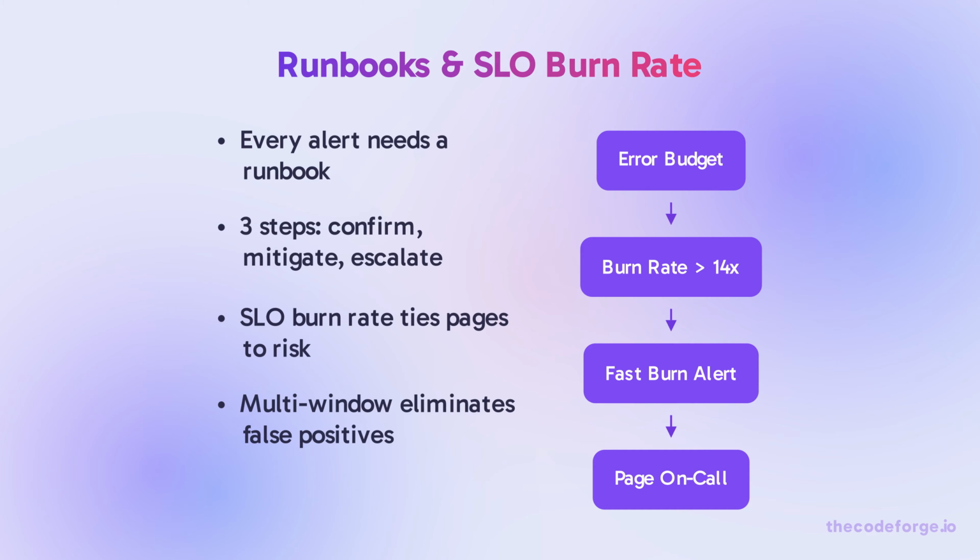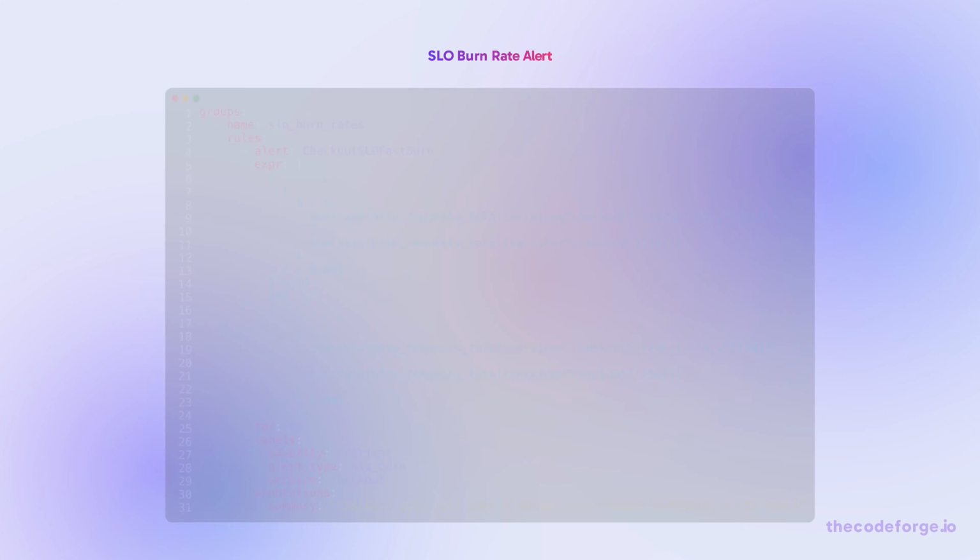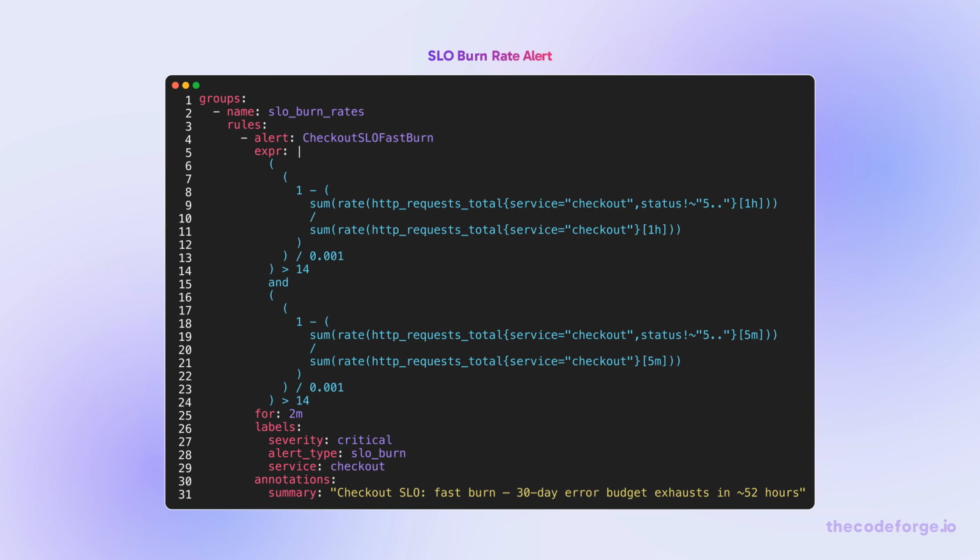SLO burn rate alerting pages you only when your error budget is at risk. Multi-window expressions prevent transient spikes from triggering pages. This fast burn alert fires when both the 1-hour and 5-minute windows show a burn rate above 14x. The multi-window condition prevents a short spike from triggering a page, but catches sustained problems.